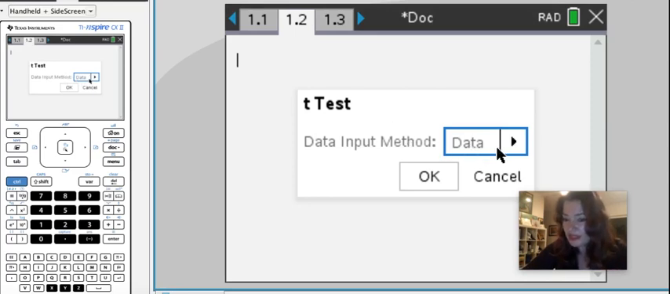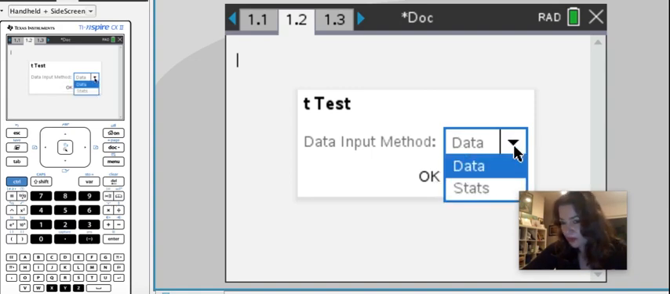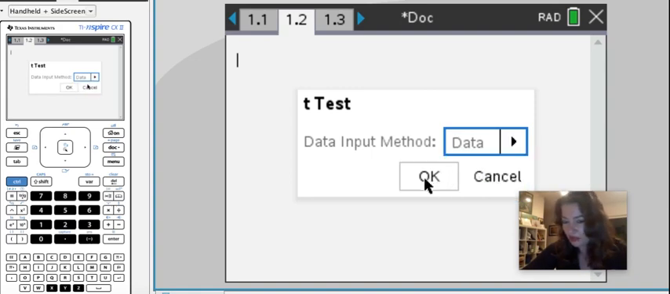If they give you statistics, meaning they gave you the mean and standard deviation, then you could use statistics. But I'm going to keep it as data. And then you can see here you're given 2 options. So I'm going to stick to data because I entered a list.